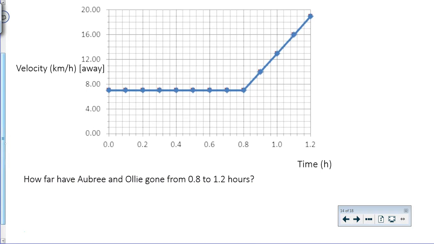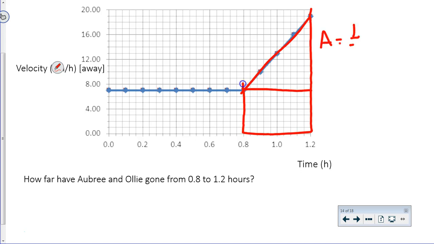Okay, how far have Aubrey and Ollie gone from 0.8 to 1.2 hours? Now, just like last time, we are going to use the area under the line. So we're going to split this up. If we take a look at this full area here, it is a very weird looking shape. But there's nothing saying that we can't break the shape up into simpler things that we know how to use. So we're going to use the area of a triangle, which is 1/2 base times height, and the area of a rectangle, which is base times height, or the length times width, however you want to think about it.